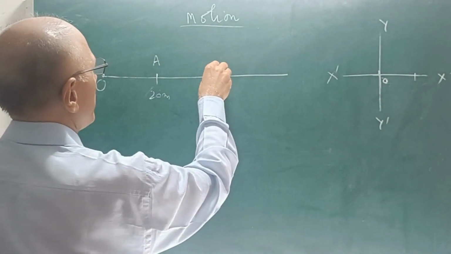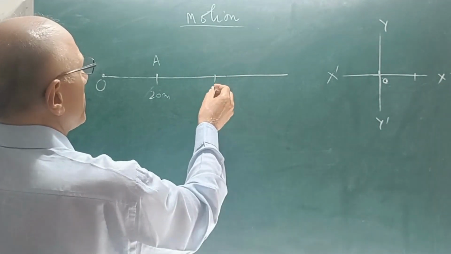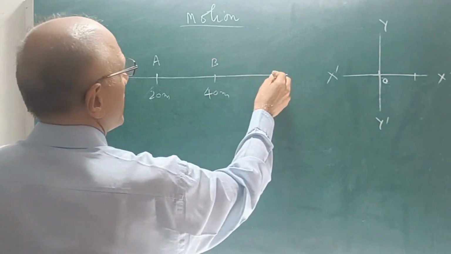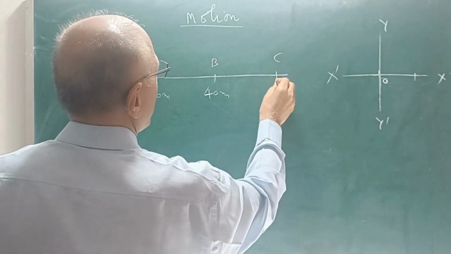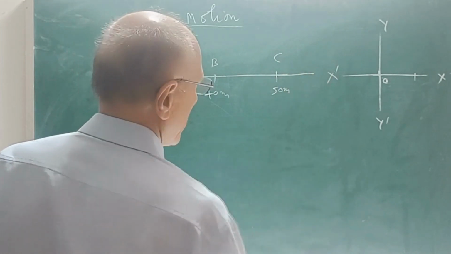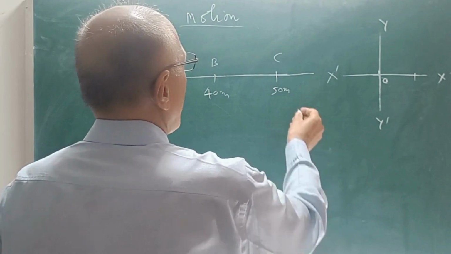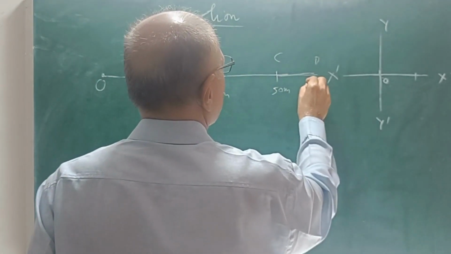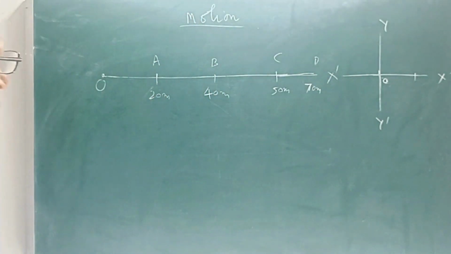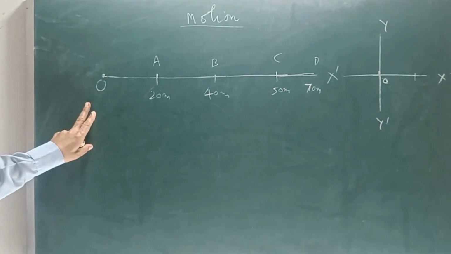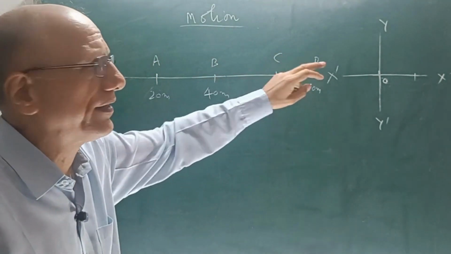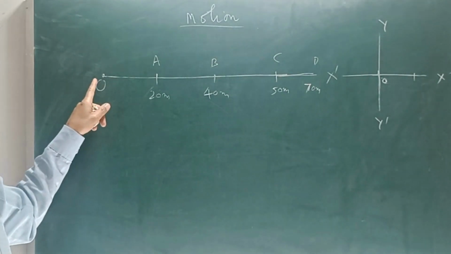Then after another 4 minutes, it may be 40 meter, at B. Then at C it may be 50 meter. You may slow down. And now finally at D, you are at 70 meter. So that means these are the positions at different times with respect to the origin.